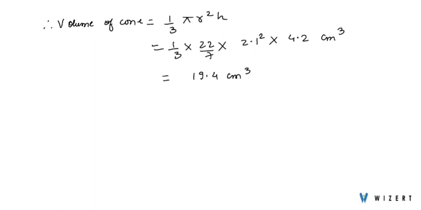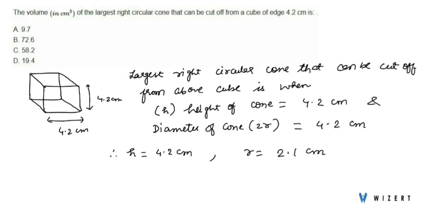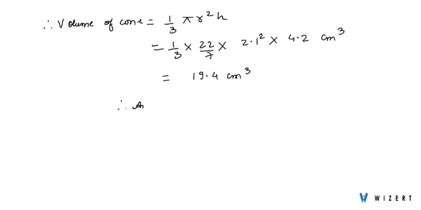So this is our volume of the largest right circular cone that can be cut off from this cube. So 19.4 is option D. Therefore we can say that the answer is option D.